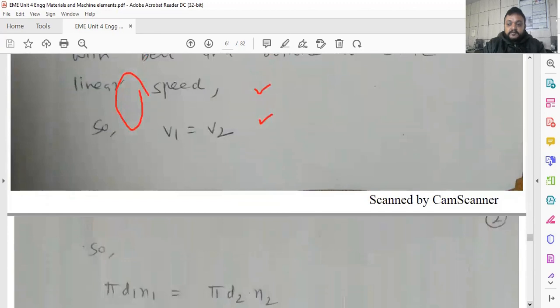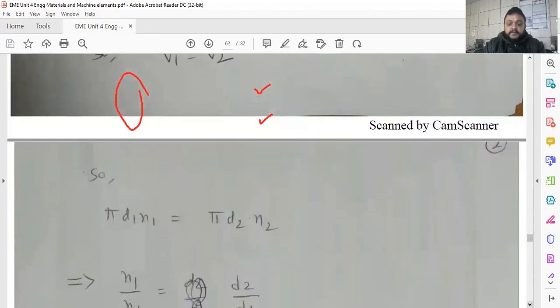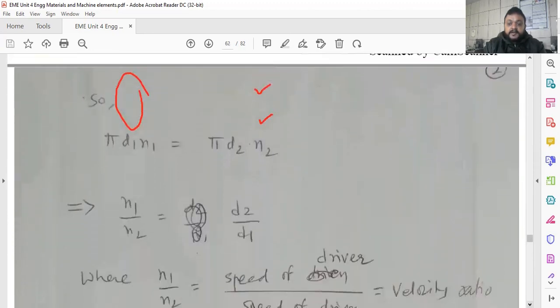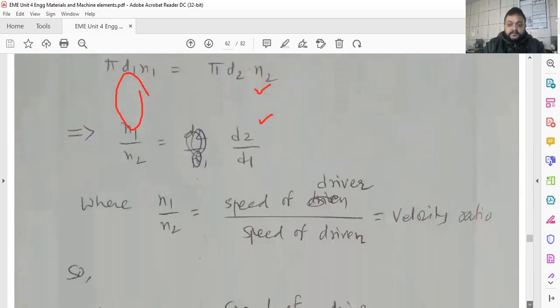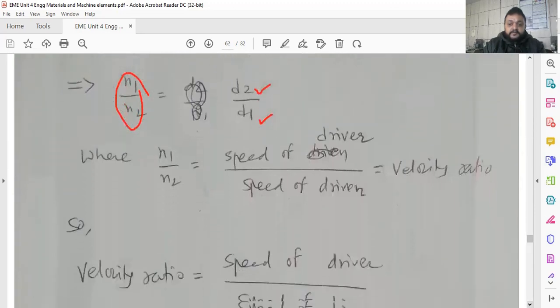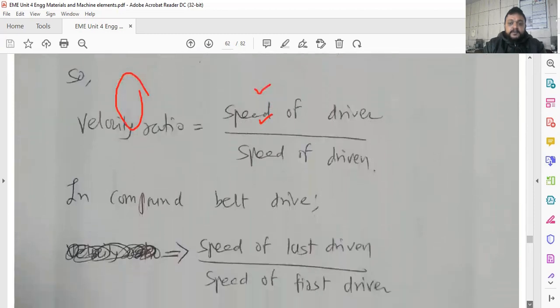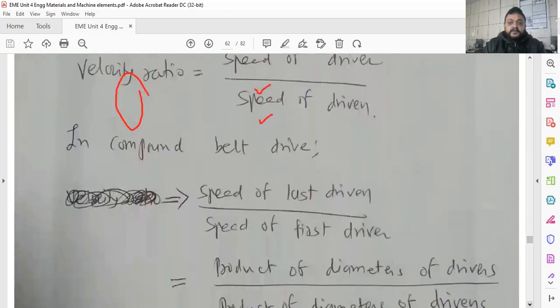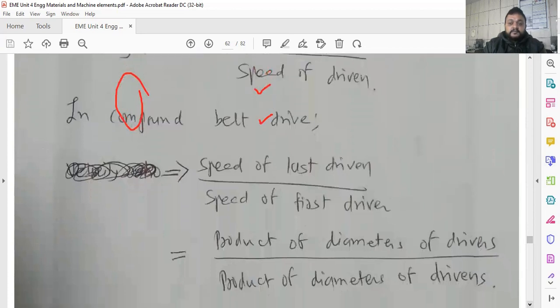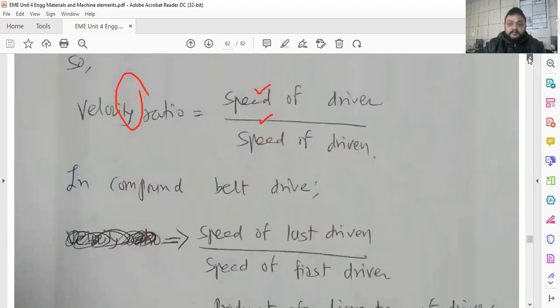So speed velocity ratio is the diameter of the driven pulley divided by the diameter of the driver pulley. Diameter of the driven pulley on the upper side. So in a compound belt drive, like the pulleys here, what you have to do? We have the speed of the last driven divided by the speed of the first driver. Okay, speed of the last driven divided by the speed of the first driver.